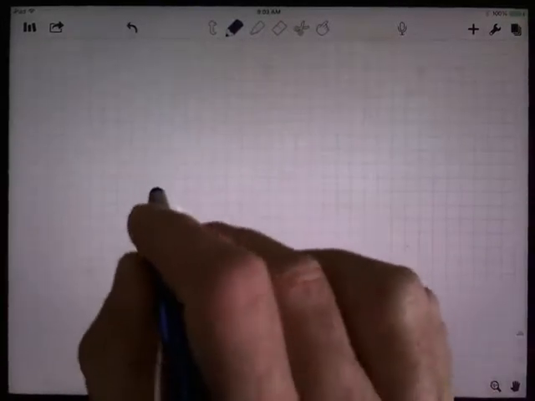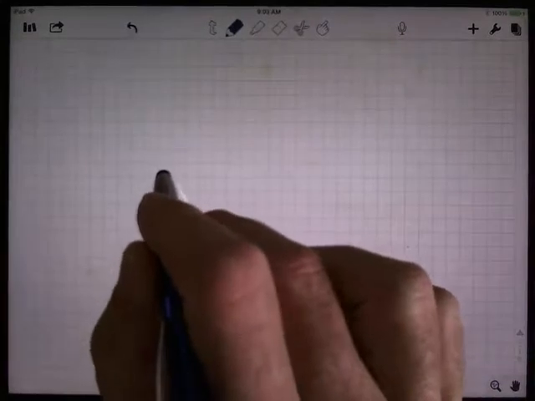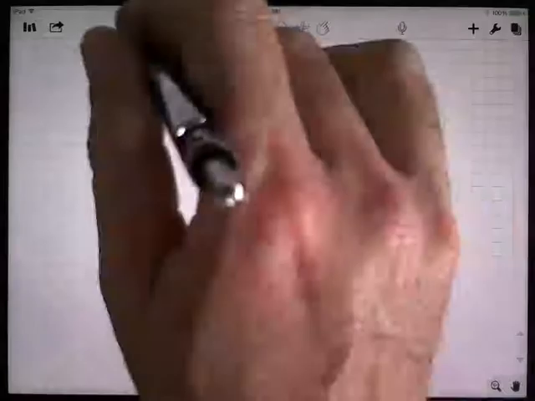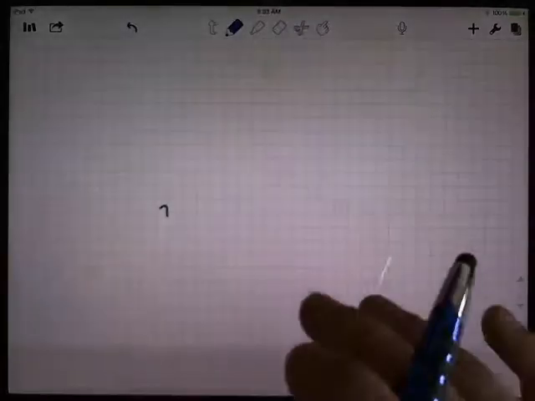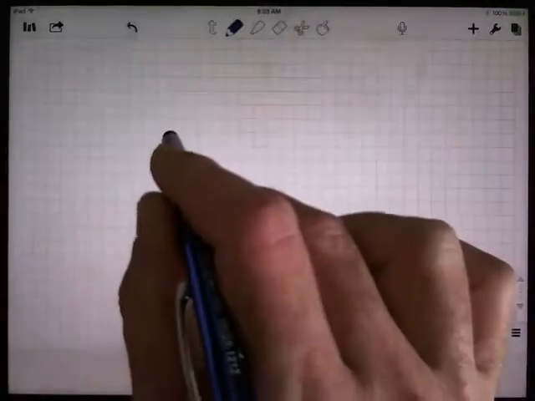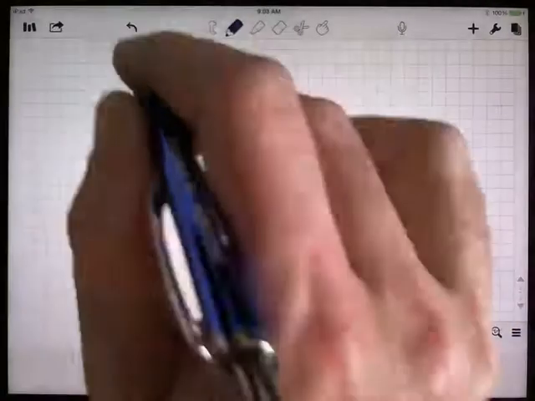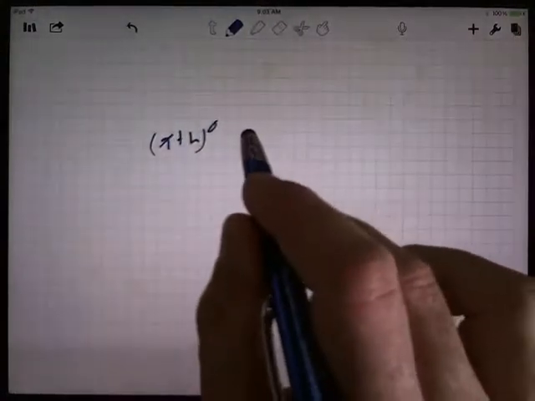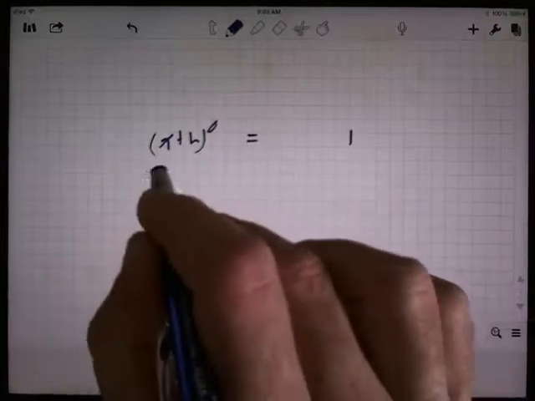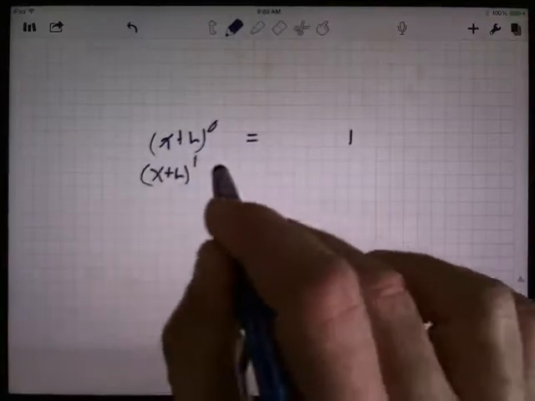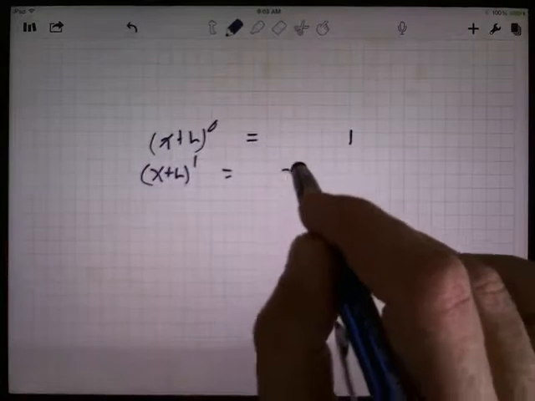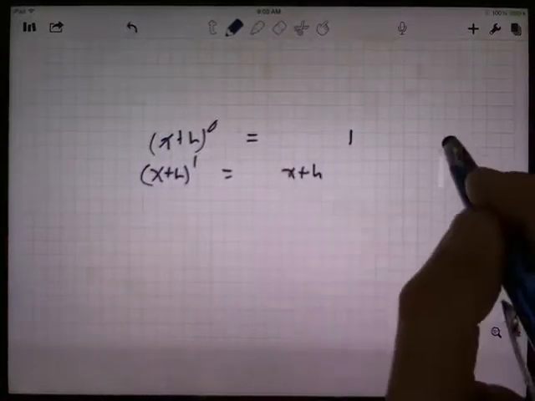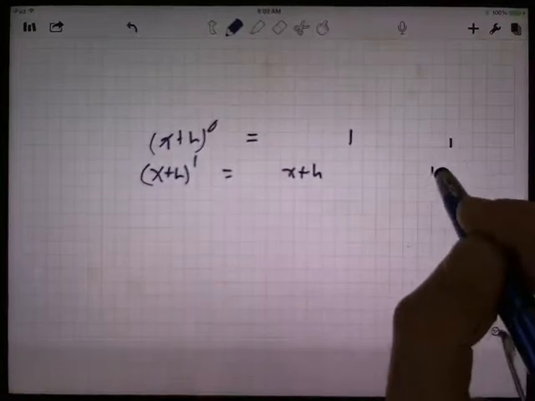I want to notice what is x plus h to the 0 power? Well, anything to the 0 power is 1. What's x plus h to the 1 power? Well, that's, of course, just x plus h. One thing I want to notice here are the coefficients. This coefficient was just a 1. This was a 1 and a 1.